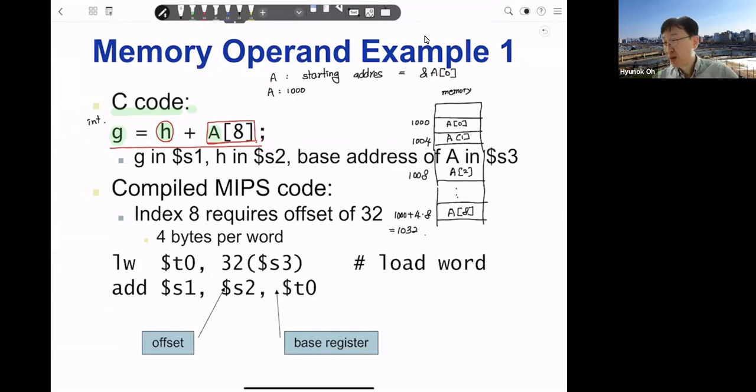Okay, so for instance, let's assume that register 1 contains A's value, which is 1000. Then how can you compute the address of A[8]?